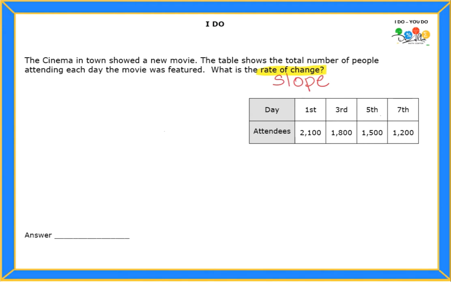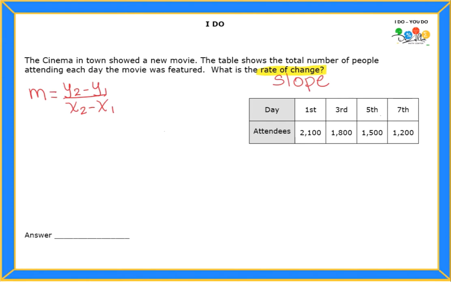And the formula, it's on your formula chart, and it says m equals y sub 2 minus y sub 1 over x sub 2 minus x sub 1. Where x and y, of course, are the coordinates from that problem. So let's look at the table that is given to you. It says that on the first day, we have 2,100 attendees. On the third day, it was 1,800. On the fifth, 1,500. And on the seventh, 1,200.